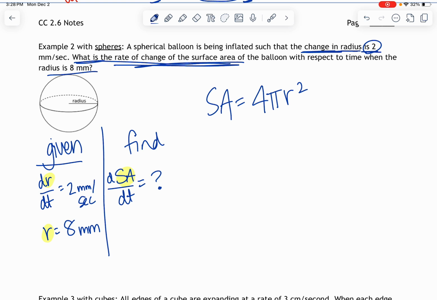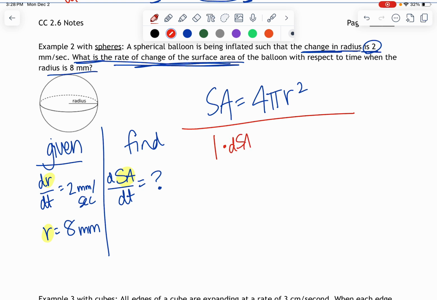Then I do the derivative of both sides. The derivative of a variable SA is just 1 times dSA/dt. Then this is not a product rule because it only has one variable, r. So I can do the power rule to do the derivative. I'll just bring the 2 down in front, so it'd be 8 pi r. And then I did the derivative of something with an r in it, so dr/dt.